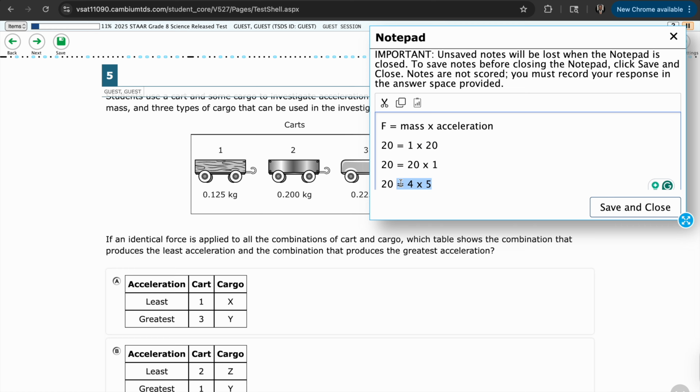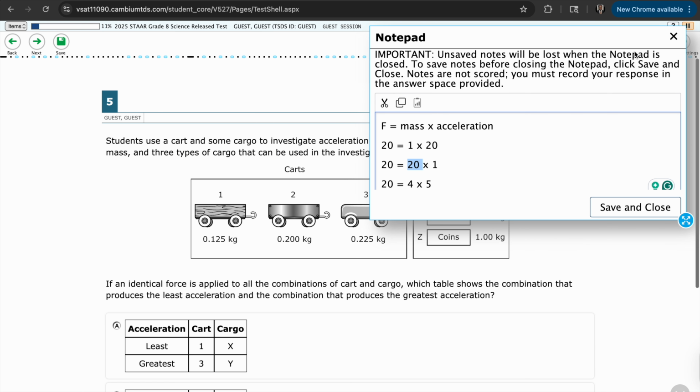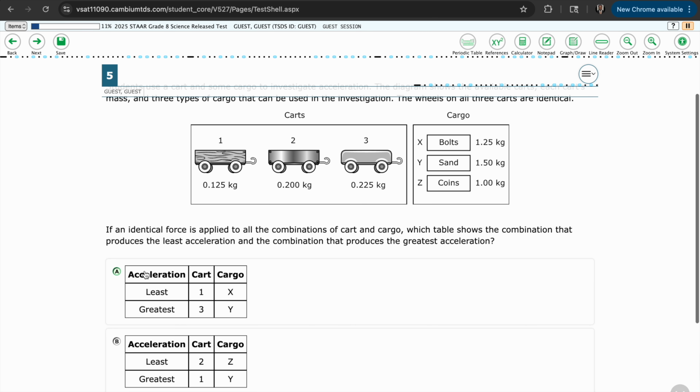It's kind of mid. So in order to get the smallest acceleration or the greatest acceleration, we need a mass that is either very small or very big. So let's keep that in mind, okay? So to get the least acceleration, what do we need? We need a mass that is very, very big. So we need to combine carts that are very big and cargo that's very big.